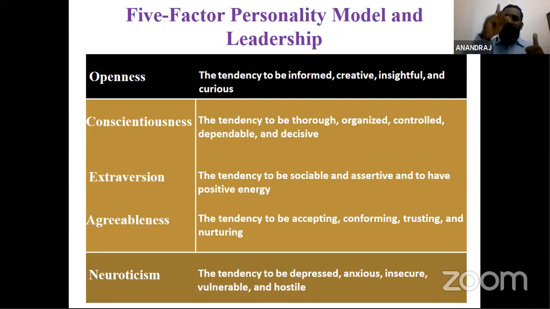All these five are put into a hierarchy. So extroversion comes as the first trait. Second one is called conscientiousness. People will be very controllable, dependable and decisive. The second in position, and openness is the third one. These three are the positive ones.